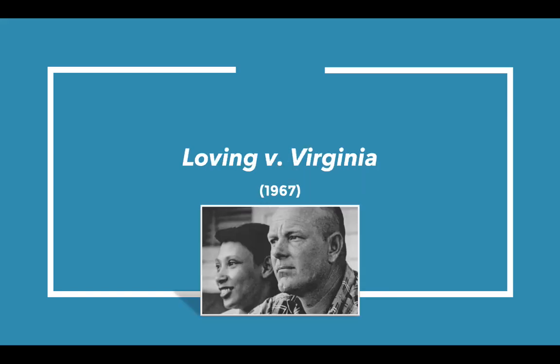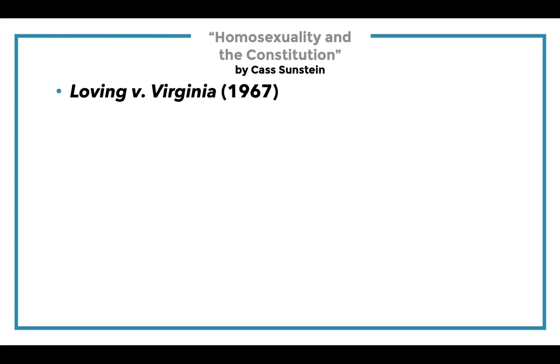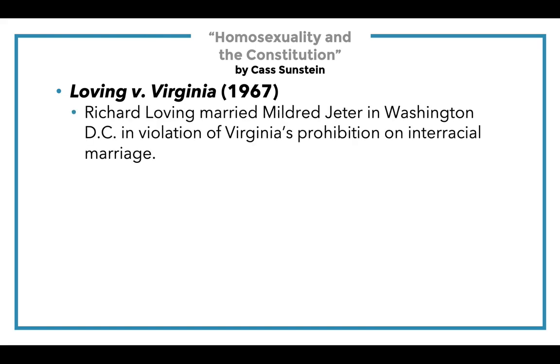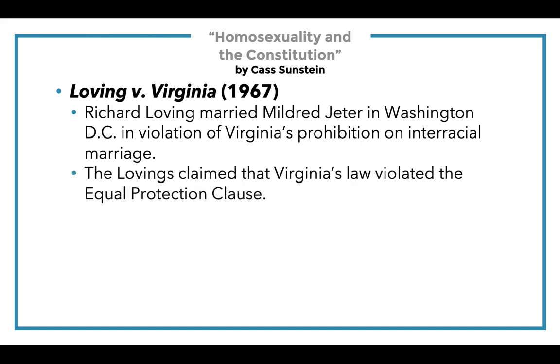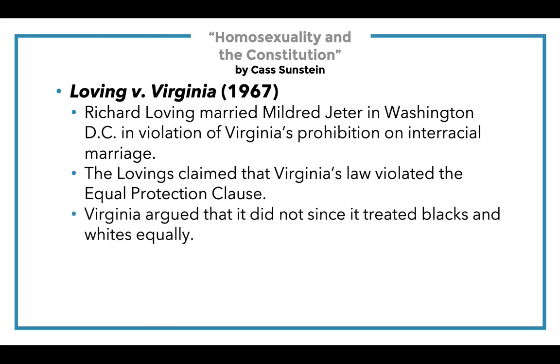Sunstein begins his paper by giving us an example from history, a case, Loving versus Virginia, that was decided in 1967. The two people pictured here were the people at the center of this case. On the left is Mildred Jeter, and on the right is Richard Loving. So here are the facts of the case. Richard Loving married Mildred Jeter in Washington, D.C., which was a violation of Virginia's prohibition on interracial marriage. The Lovings claimed that Virginia's law against interracial marriage violated the Equal Protection Clause, but Virginia argued that it did not, since it treated black people and white people equally.